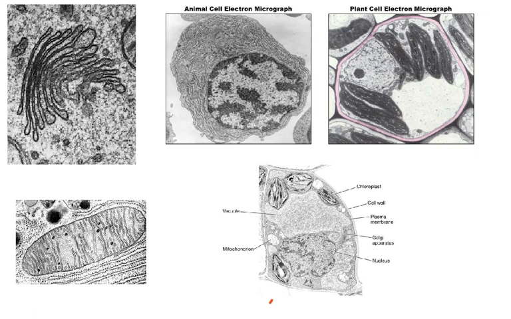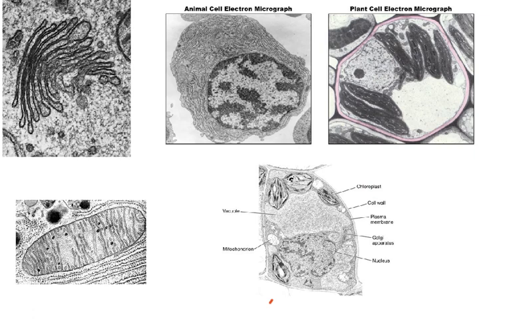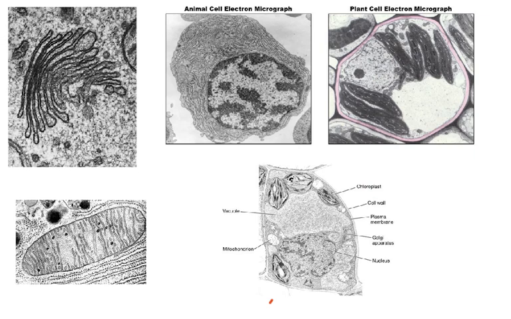Just a quick look at some micrographs, and you can see this is the Golgi. You've got to understand the shape of the Golgi, what it looks like. So this is the Golgi, then this is mitochondrion. You need to do a little research on this.